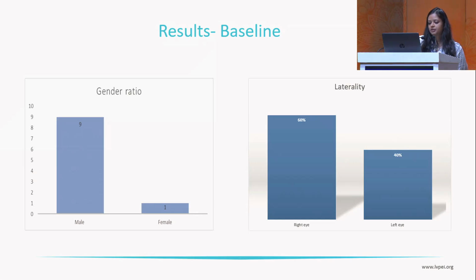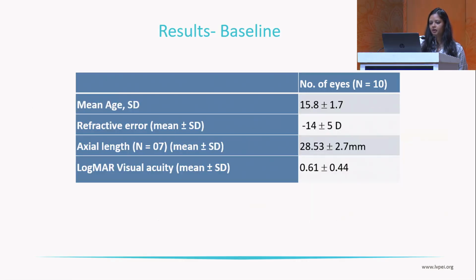Male prevalence was found, and 60% of the eyes were right eyes and 40% were left eyes. The mean age was 15.8 years with a standard deviation of 1.7. The refractive error was minus 14 diopters with a standard deviation of 5 diopters. The axial length, noted in 7 eyes, was 28.53 mm plus minus 2.7 mm. The mean baseline logMAR visual acuity was 0.61 plus minus 0.44.